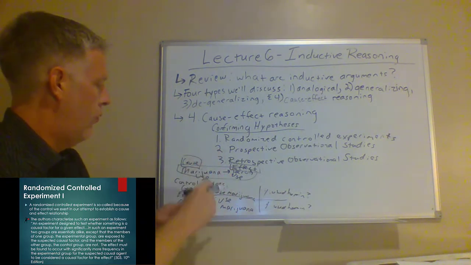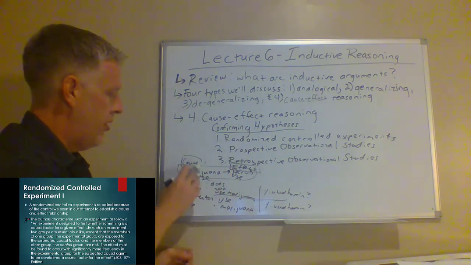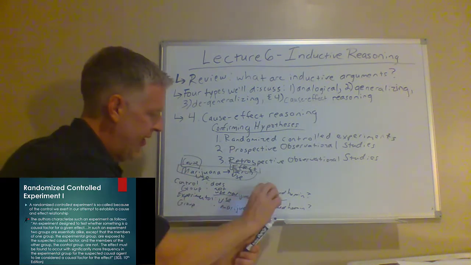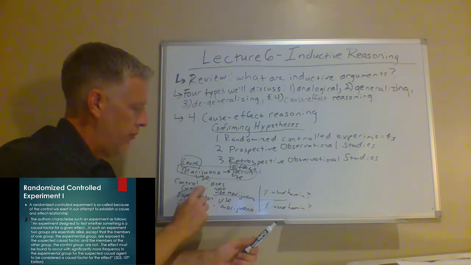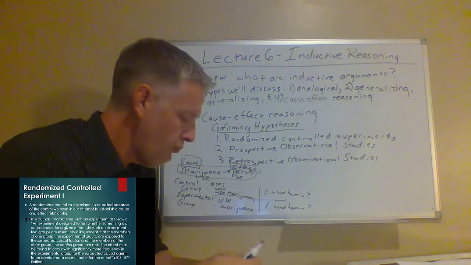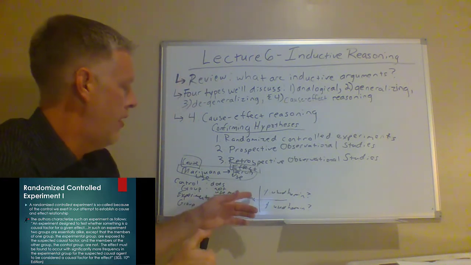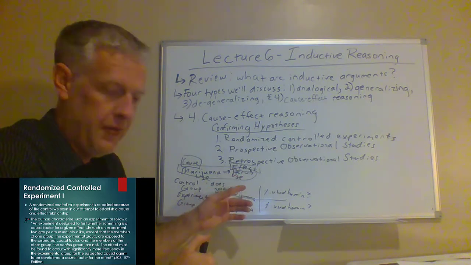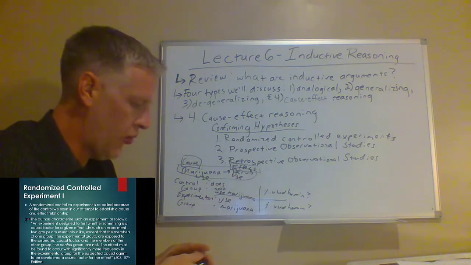Right. So we would subject the experimental group again to the suspected causal factor. And then we assess both groups, the experimental and control group. The control group, again, was not subjected to the causal factor. And then we'd assess both groups for the percentage of the group that had the effect, right? Who, in this case, used heroin.